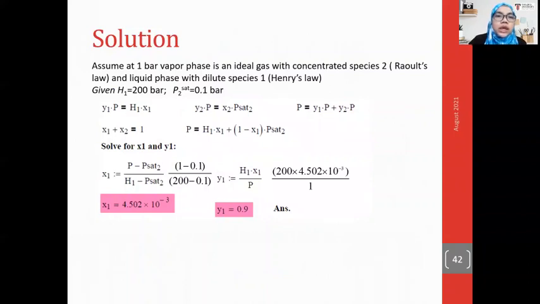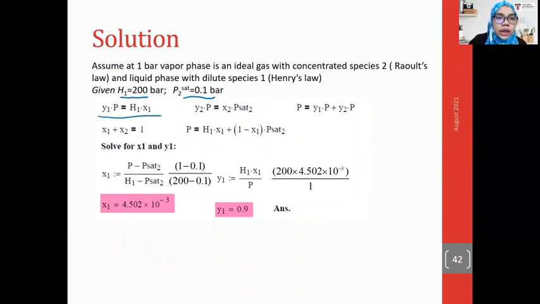Okay, I hope that you can answer it. Let's compare the solution with yours. So the given information is Henry's constant at 200 bar. We have P2 saturation for species 2 here.